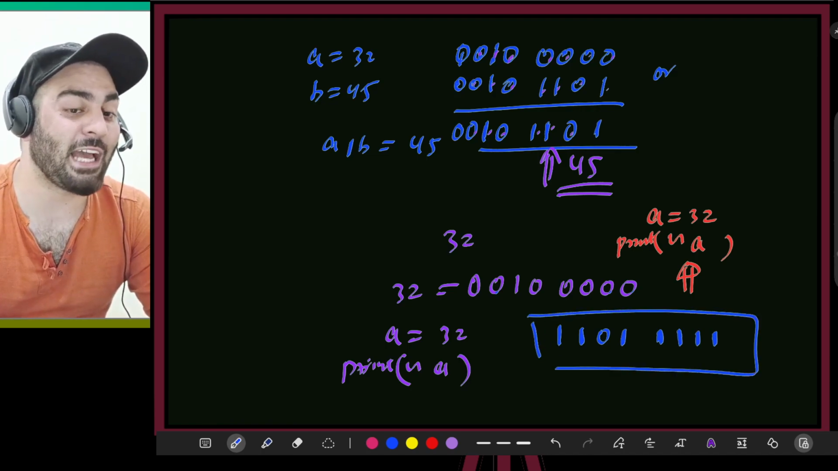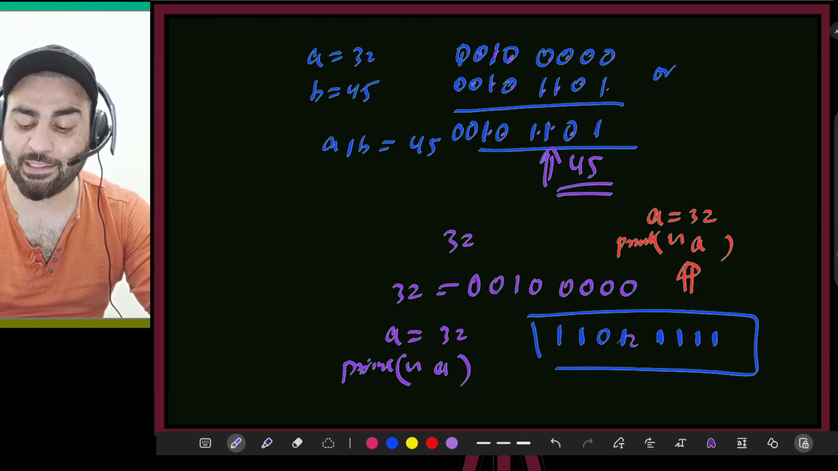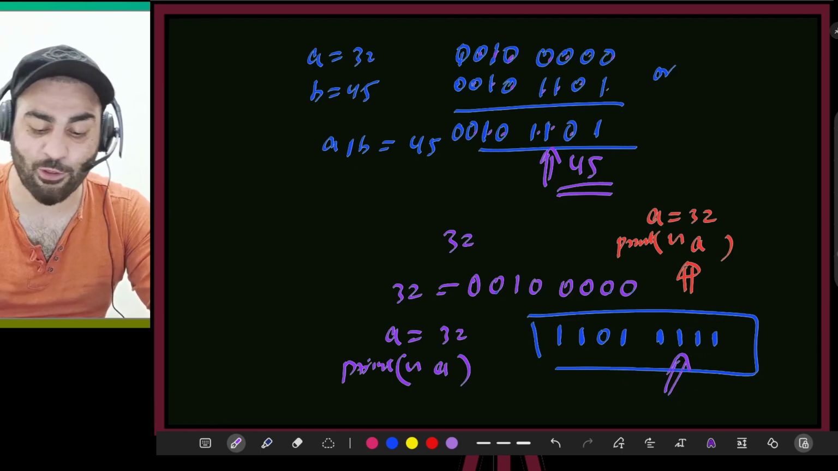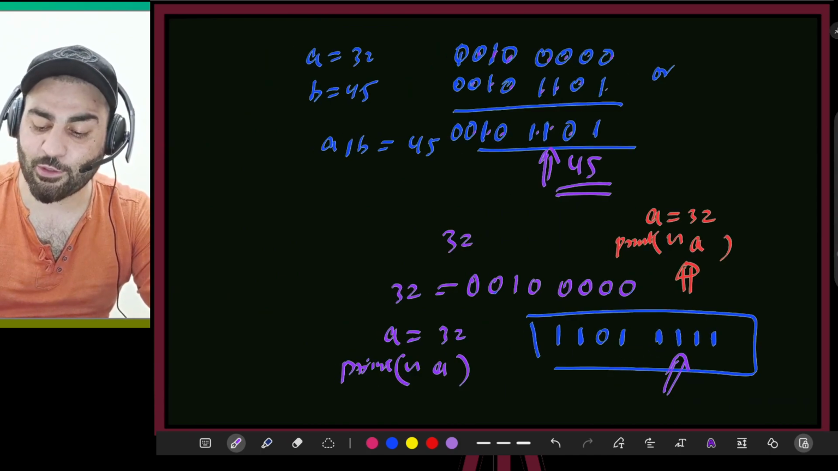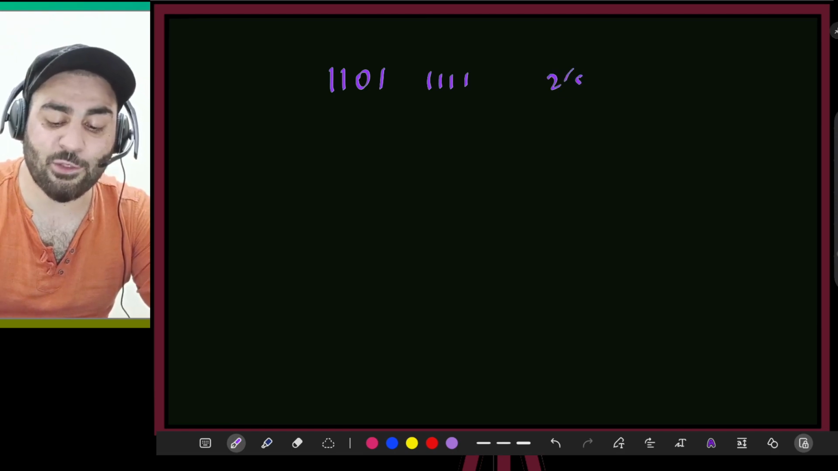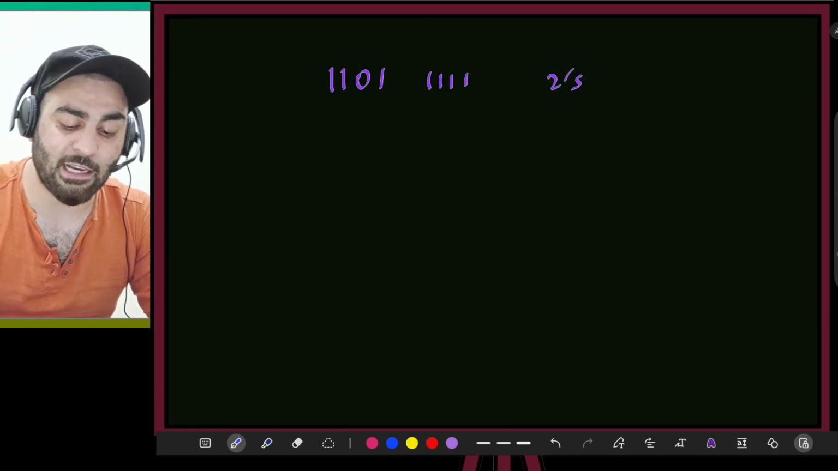But there is a catch over here. If you see the catch, you know now that this is a negative number, so it is in 2's complement. You have this number 1101 1111. So this is a number that's in 2's complement. I told you that everything in computer's memory will be seen as 2's complement. So now you need to convert this.